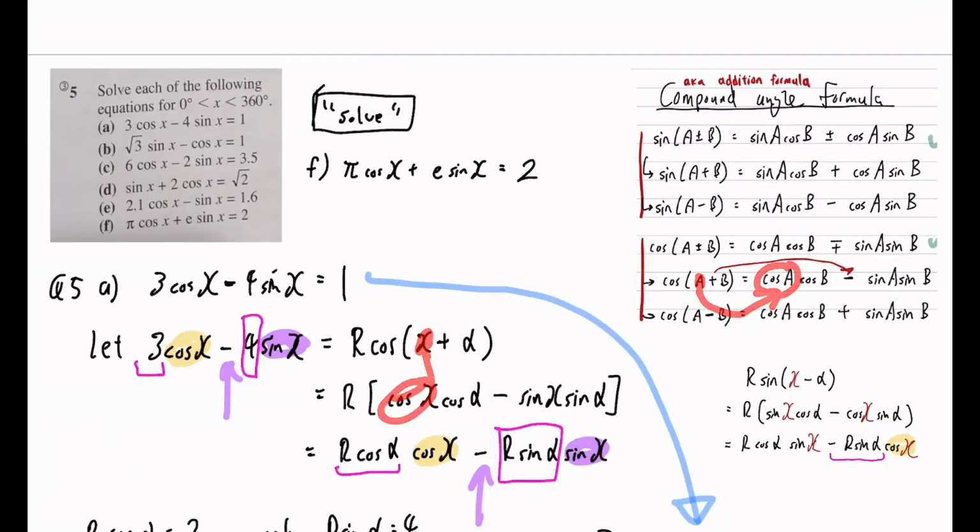That's how we decide to choose this option. Whereas for this one, we see a plus sign, so we know that it's either the first one or the fourth one. Then we see, I need a cosine x at the end of the day.